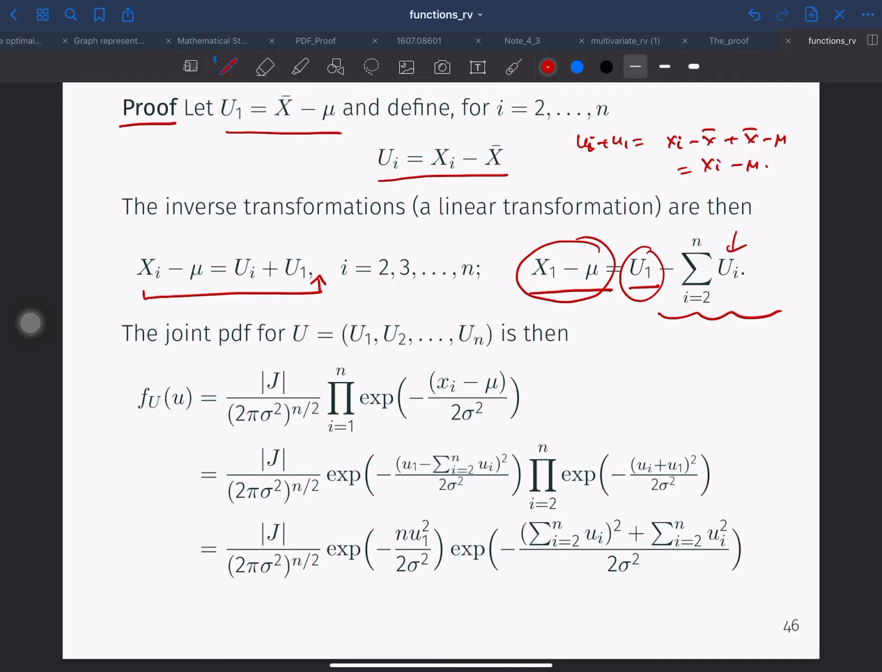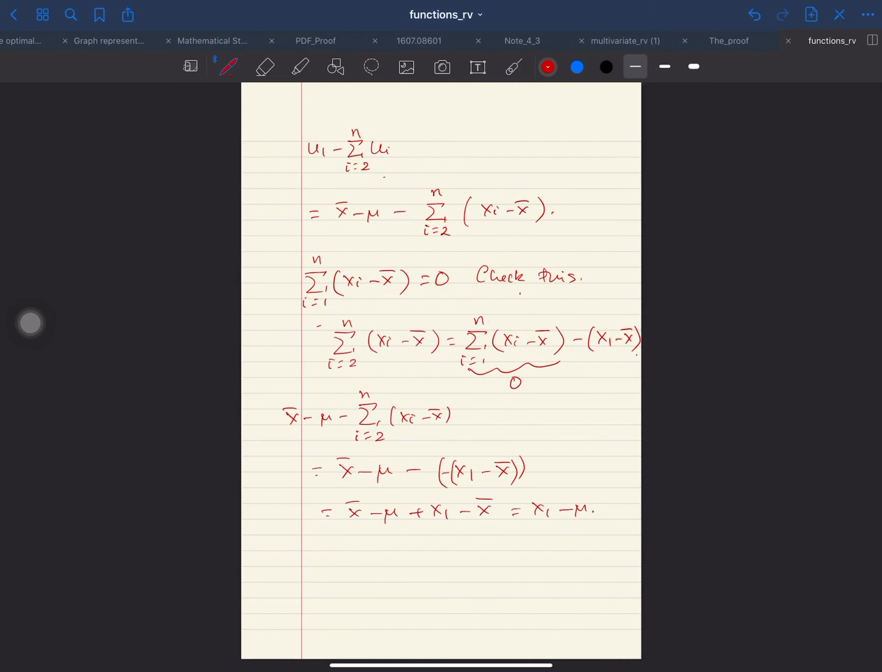So next, this allowed us to go from u1, u2 up to un back to x1, x2 up to xn. So the joint PDF for u can then be written as the joint PDF for the x, which is this part here, multiplied by the determinant of the Jacobian. That is just because, as we see, let us just go back.